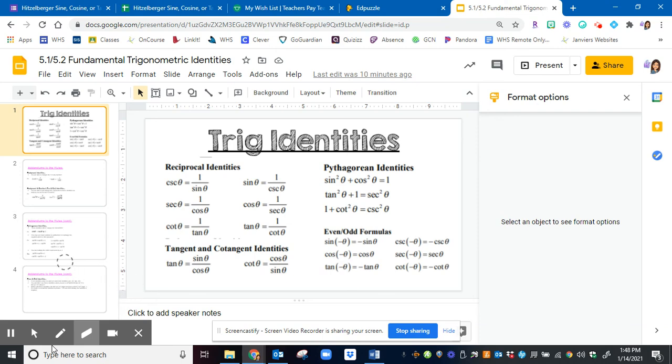Make sure you print out this trig identity sheet and get it close to you because you'll be using it a ton.